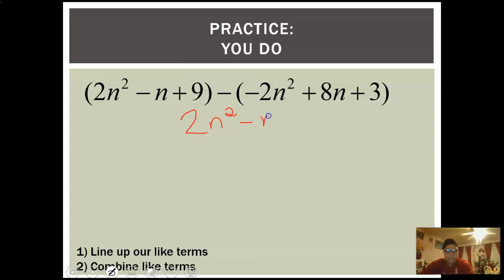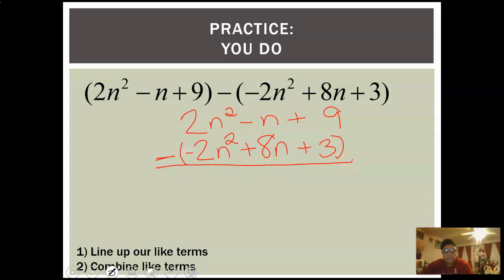2n squared minus n plus 9. And then my minus sign here. I always add parentheses so it's not confusing. Plus 8n plus 3.